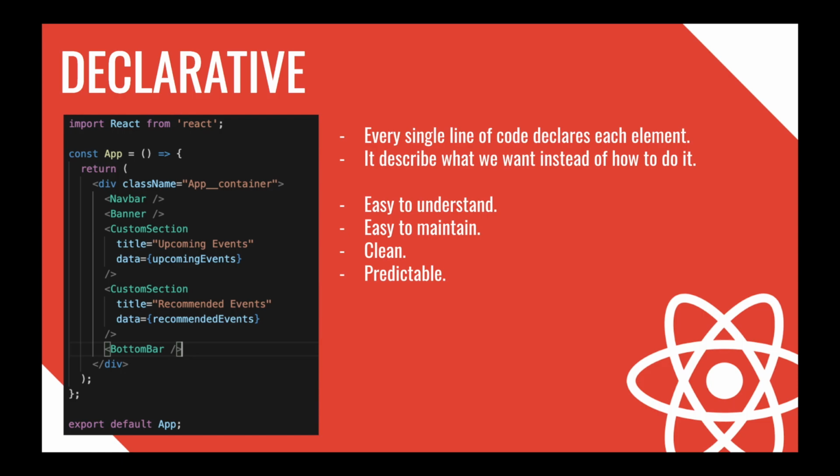Just imagine like we're in the restaurant and we order the menu. We only say that I want espresso, I want a sandwich, and the kitchen will make that menu for us. React is just like that. You only describe what kind of UI you want, and React will figure out how to do it. Because it's declarative, it will be easier to understand, easy to maintain, clean, and predictable.